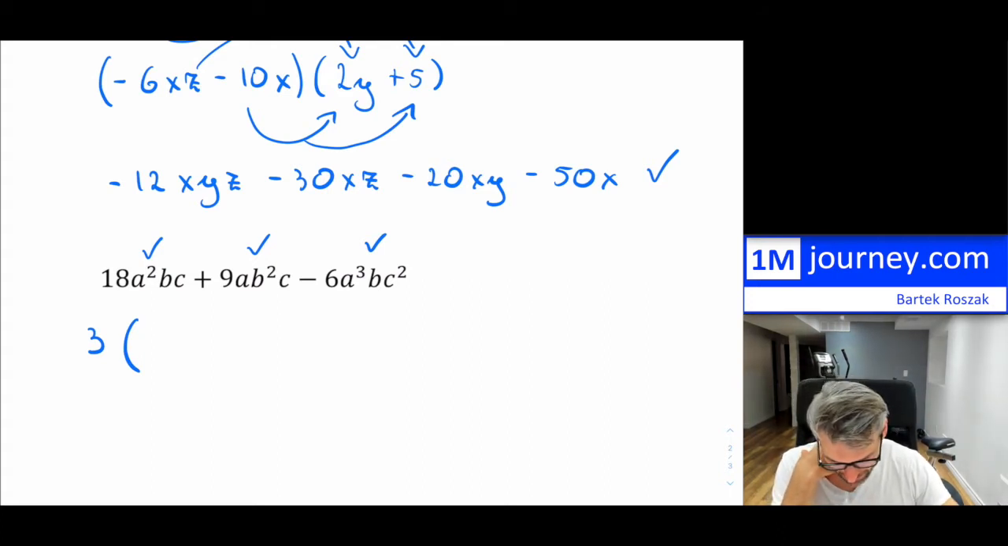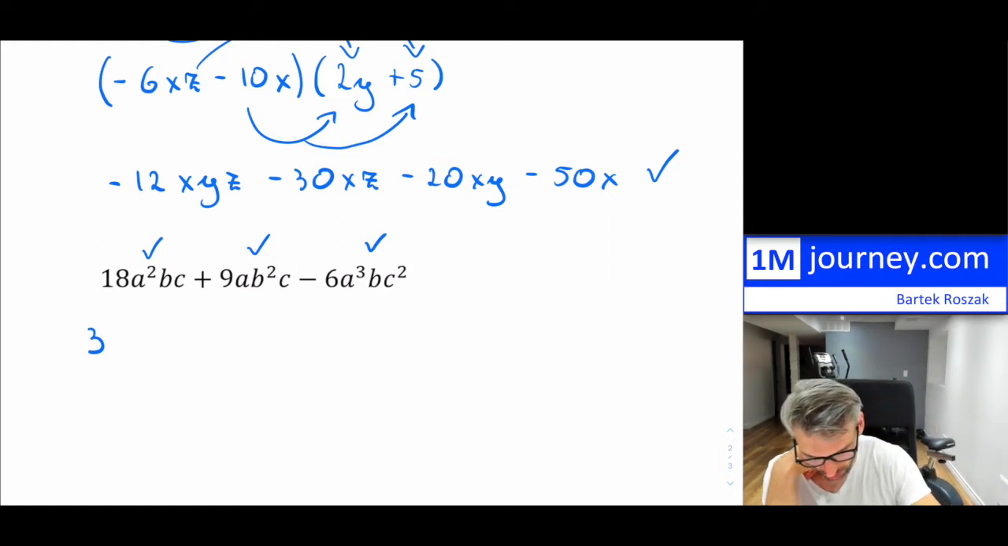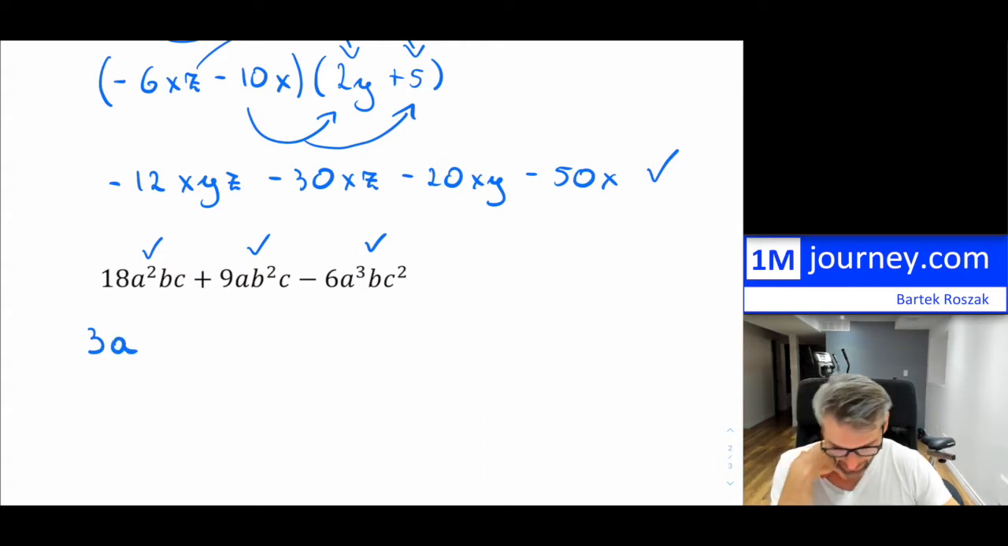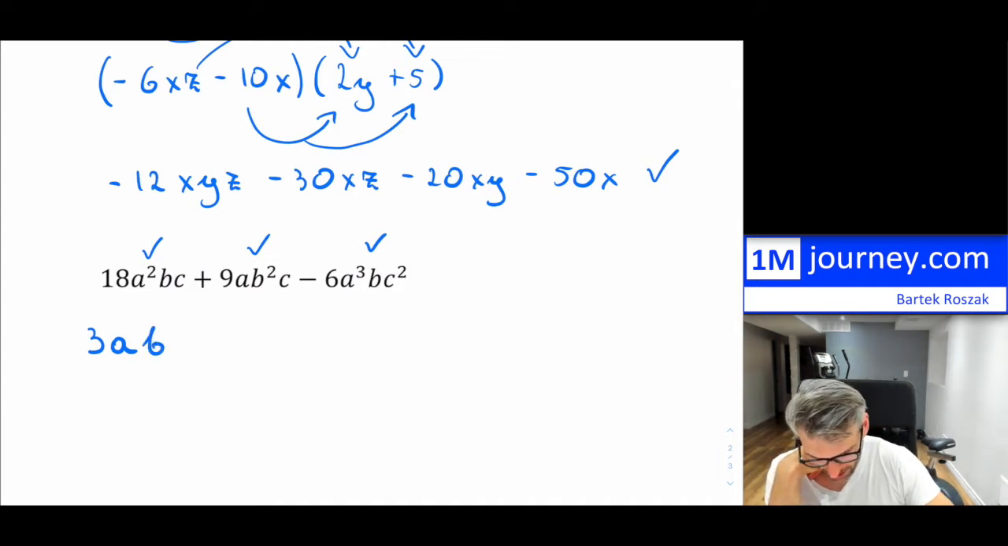What is the maximum that I can take out from there? Well, I have a squared, a, and a cubed, so I guess I can only take out an a. Now for the b, I can take out a b from all of them as well, and then I can take out a c.